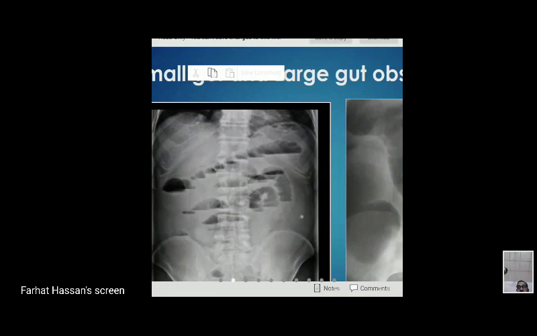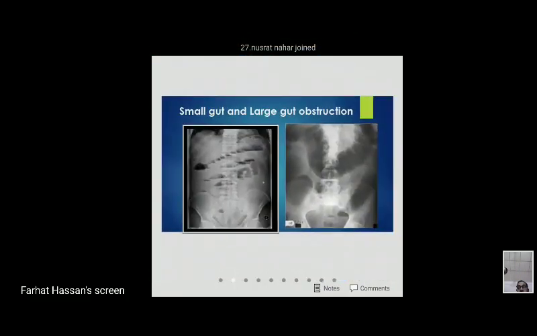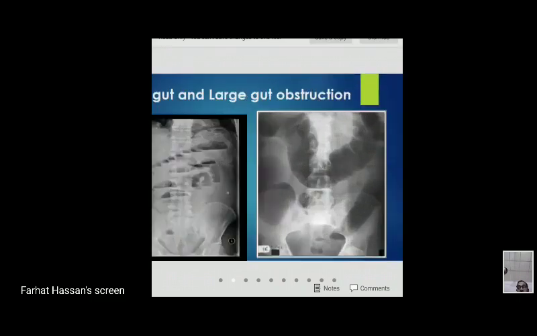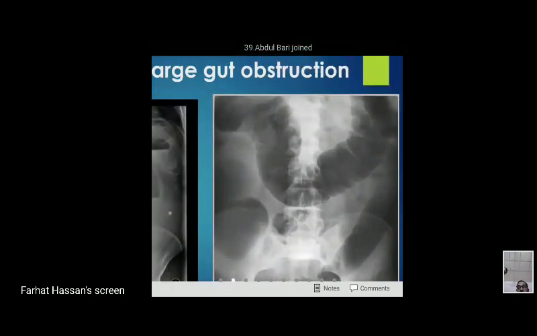There is a complete mucosal fold. In case of large bowel obstruction, there is haustral fold, an incomplete mucosal fold. So these are the two important things. First of all, it is centrally placed, and in case of large bowel obstruction, it is peripherally placed. Like this one, peripherally placed.